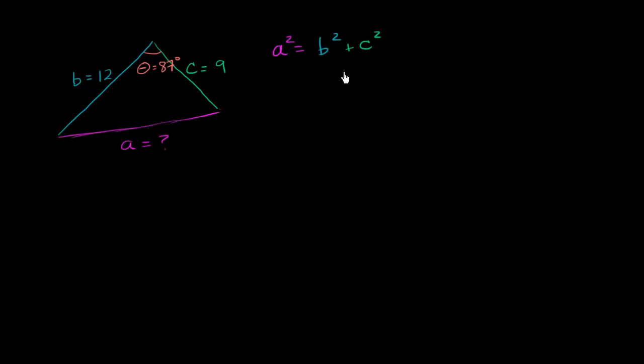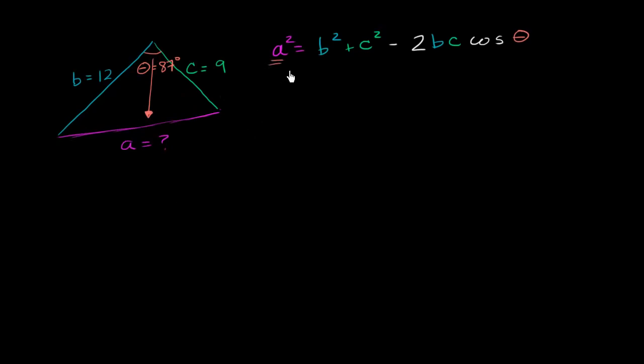But the law of cosines gives us an adjustment to the Pythagorean theorem so that we can do this for any arbitrary angle. So the law of cosines tells us a squared is going to be b squared plus c squared minus 2 times bc times the cosine of theta. And this theta is the angle that opens up to the side that we care about. So we can use theta because we're looking for a. If they gave us another angle right over here, that's not the angle that we would use. We care about the angle that opens up into the side that we are going to solve for.